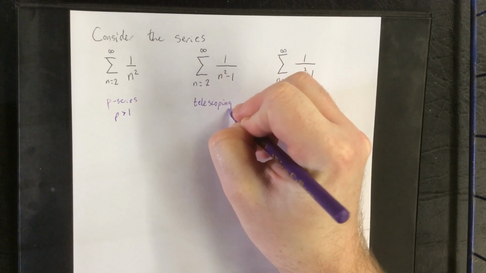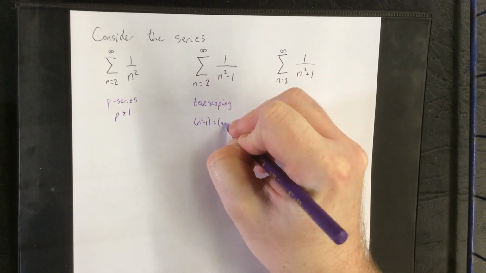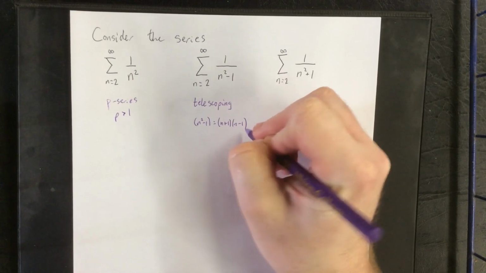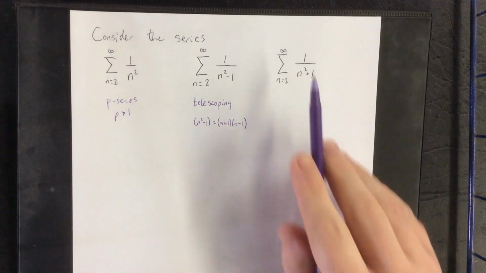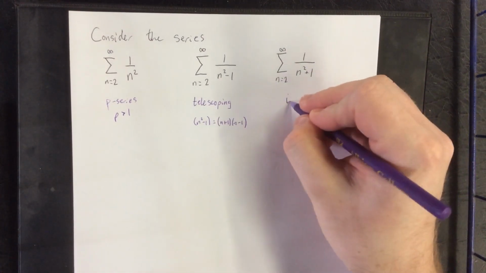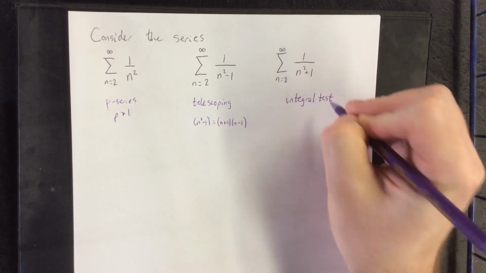The second series that we have here would be considered a telescoping series. This is due to the fact that I could factor the denominator, n squared minus 1, into n plus 1 and n minus 1, then perform a partial fraction decomposition on it. For the last one of these, 1 over n squared plus 1, it would be relatively straightforward to perform an integral test on this one.